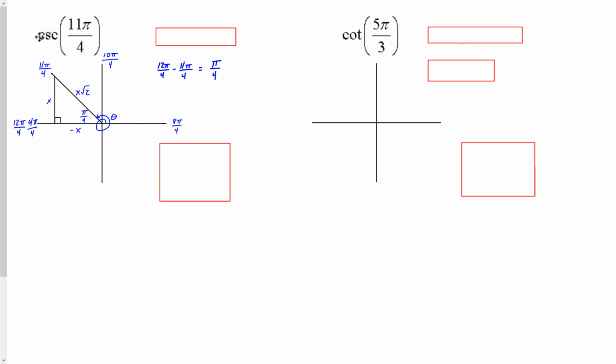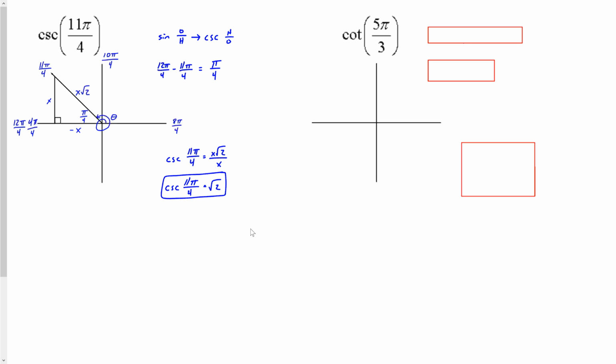Now, if I'm supposed to evaluate cosecant, personally, I think of cosecant just as the reciprocal of sine. So I think about it as sine being opposite over hypotenuse. Then that reminds me that cosecant would be hypotenuse over opposite. So hypotenuse would be x times the square root of 2. Opposite from your reference angle would just be your x, which would reduce to just the square root of 2.